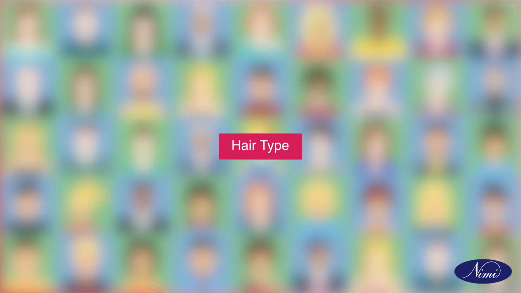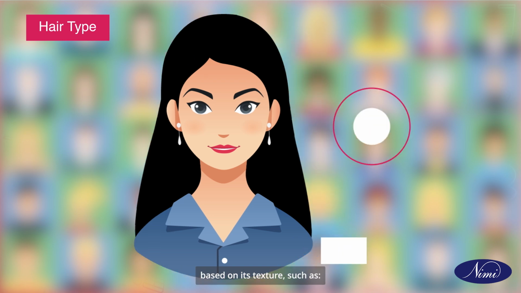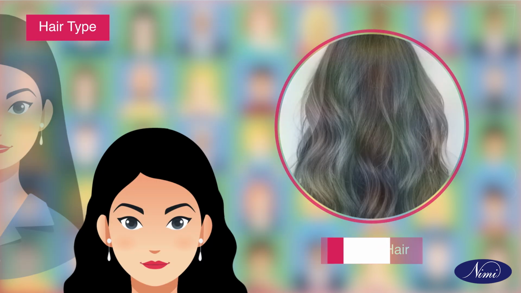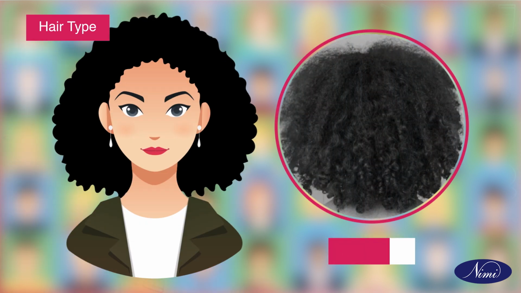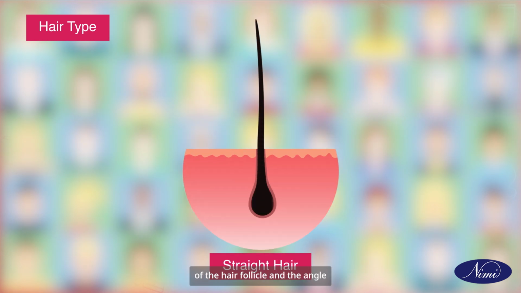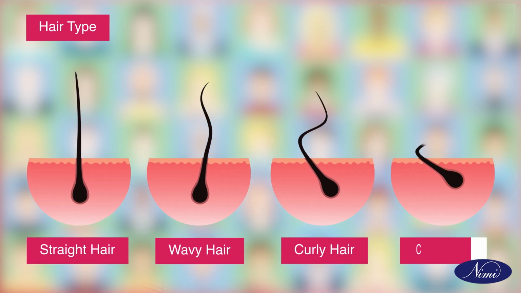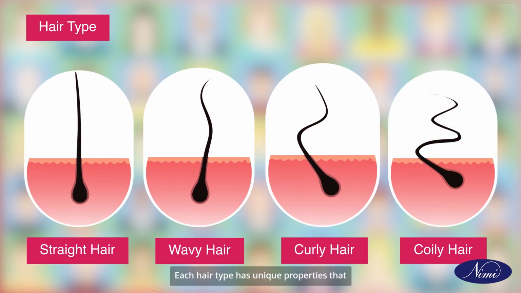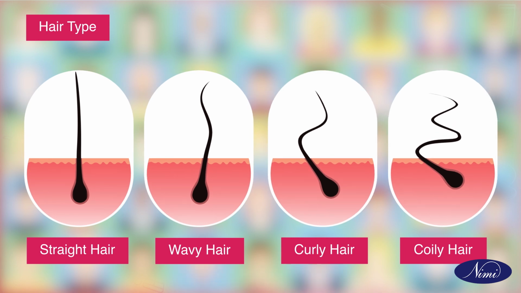Hair type. Hair can be categorized into different types based on its texture, such as straight, wavy, curly, or coily. The type of hair is determined by the shape of the hair follicle and the angle at which the hair grows out of the scalp. Each hair type has unique properties that affect how it looks, feels, and behaves.